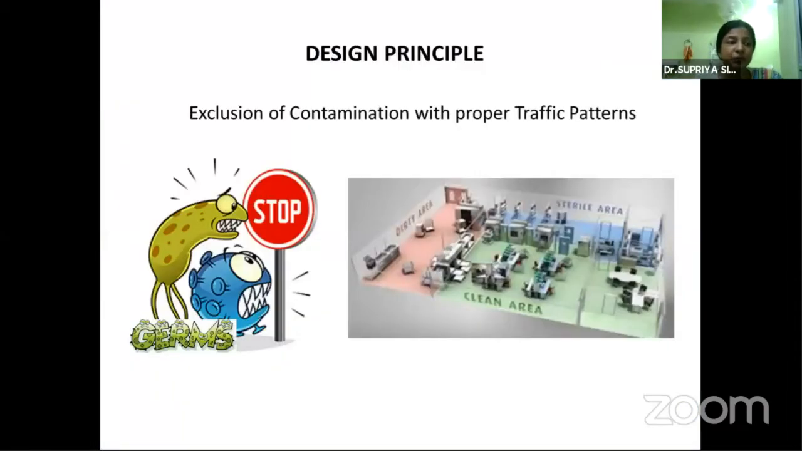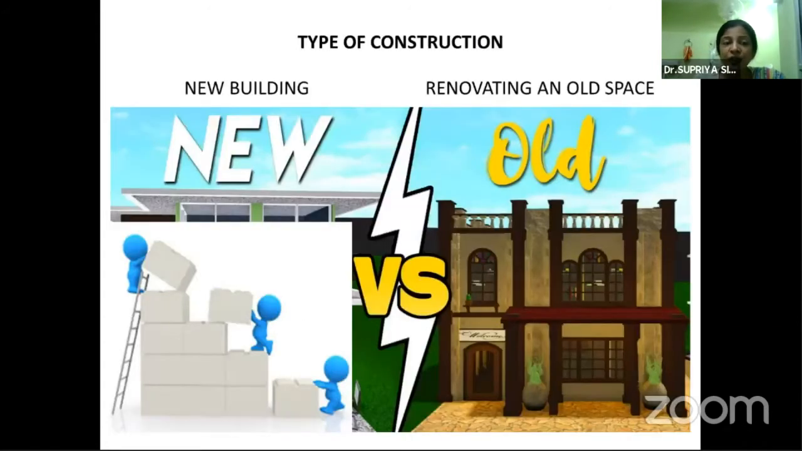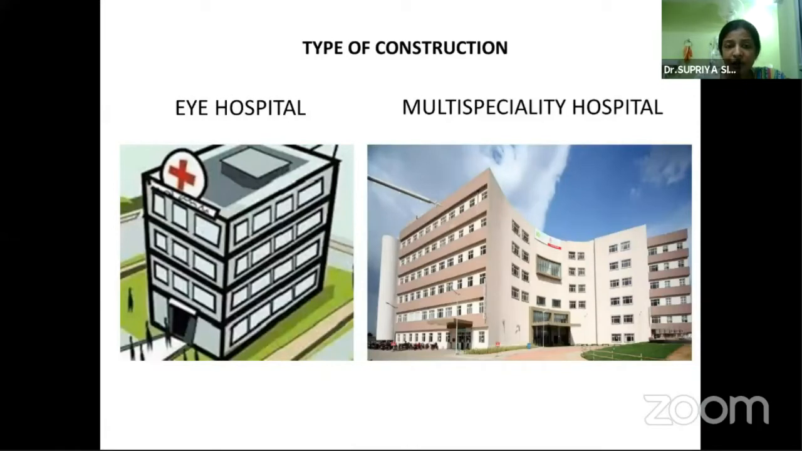There are multiple ways to build an OT complex, but the essential principles that should be followed in planning the physical layout of an OT complex are exclusion of contamination with proper traffic patterns and separation of clean from the contaminated areas. So the first and foremost thing to consider is the type of construction. Are we going to renovate an already existing space, or are we going to construct a totally new building altogether? Is it going to be an exclusively eye hospital or part of a multi-speciality hospital?